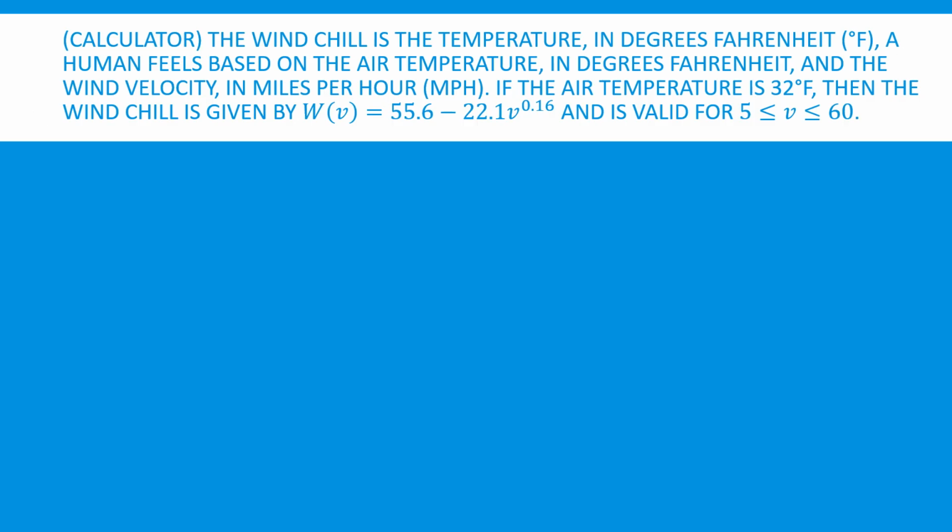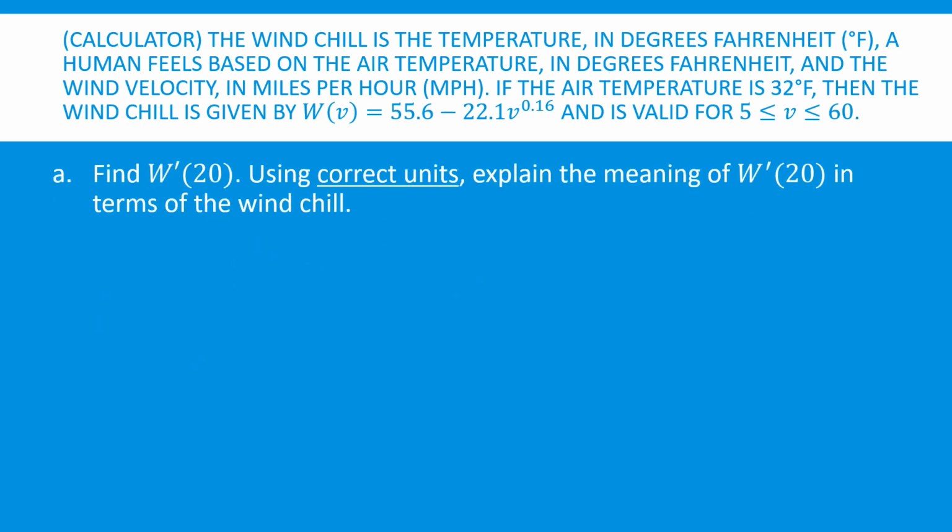All right, the wind chill is the temperature in degrees Fahrenheit a human feels based on the air temperature in degrees Fahrenheit and the wind velocity in miles per hour. If the air temperature is 32 degrees Fahrenheit, then the wind chill is given by W of V equals this function and is valid for V between 5 and 60.